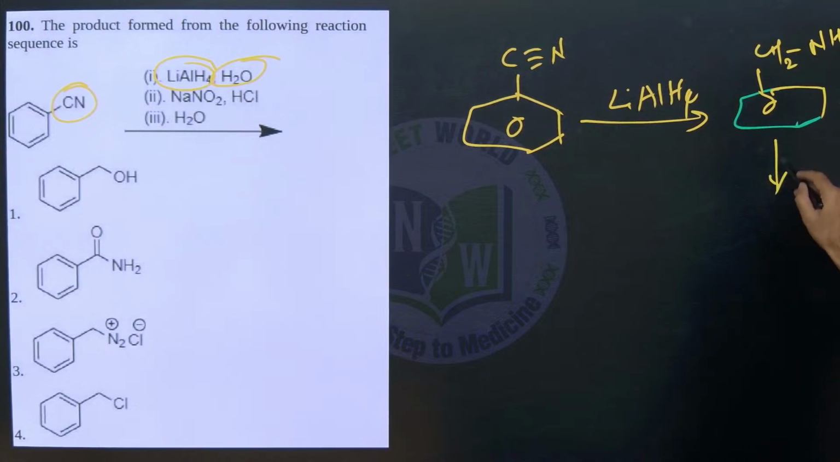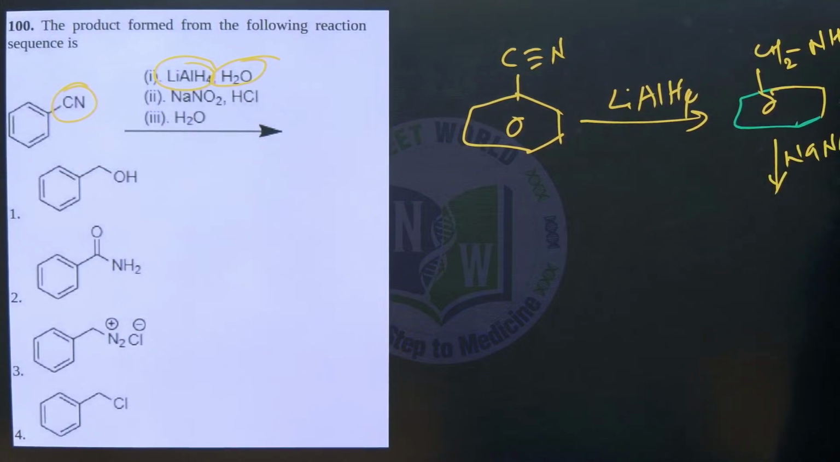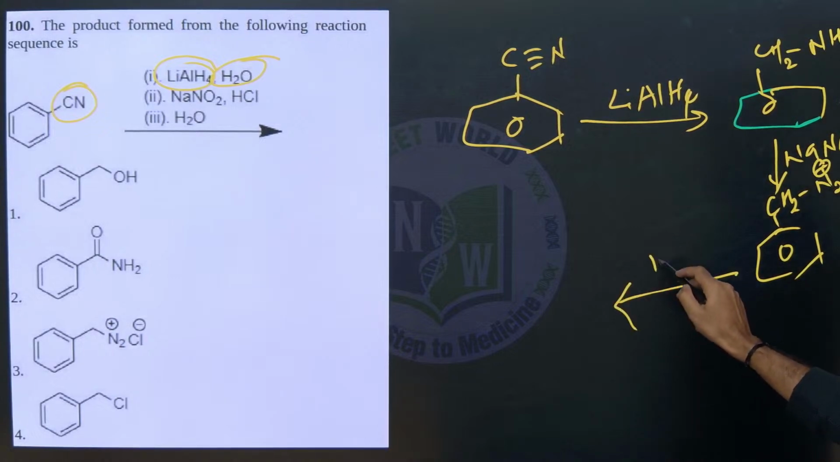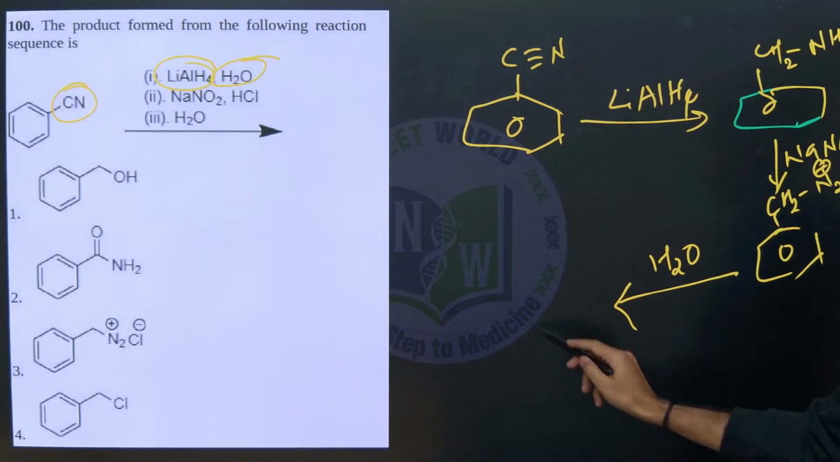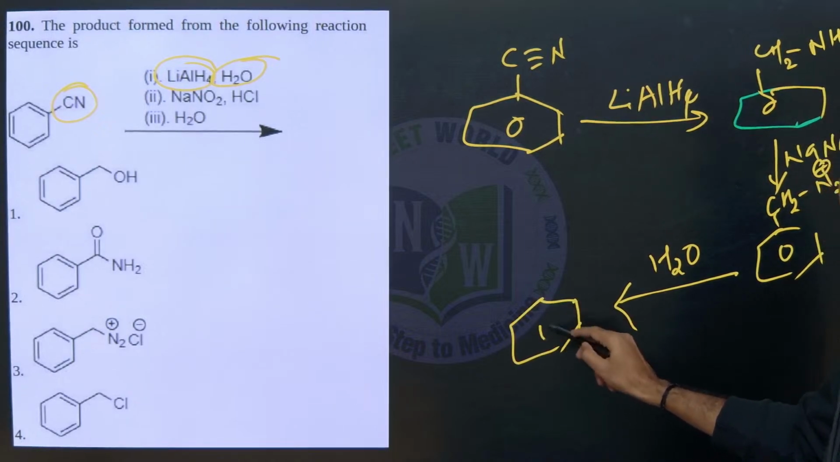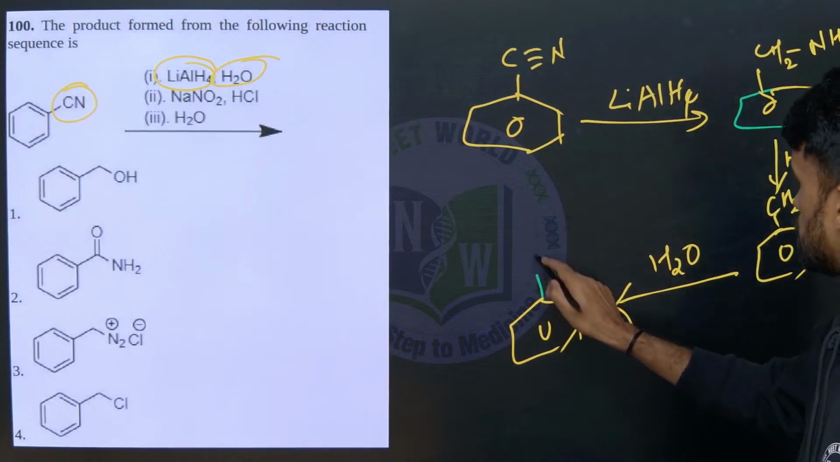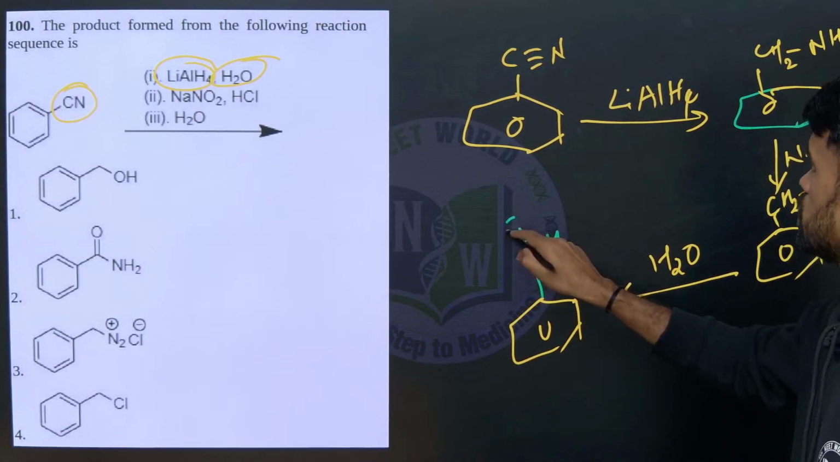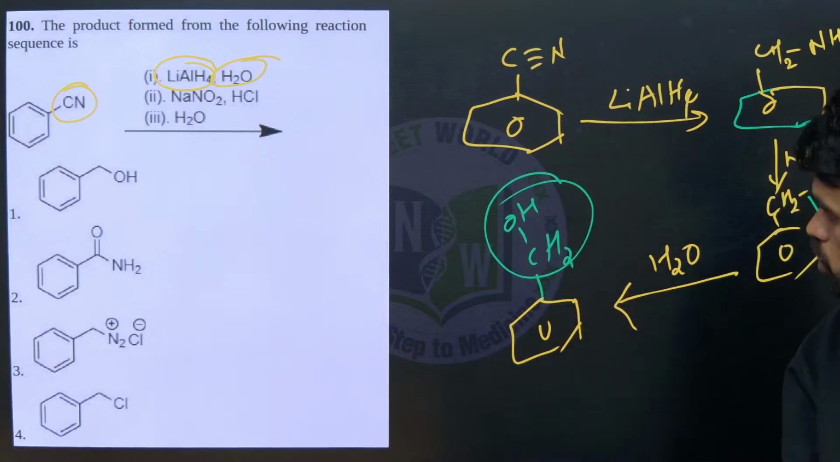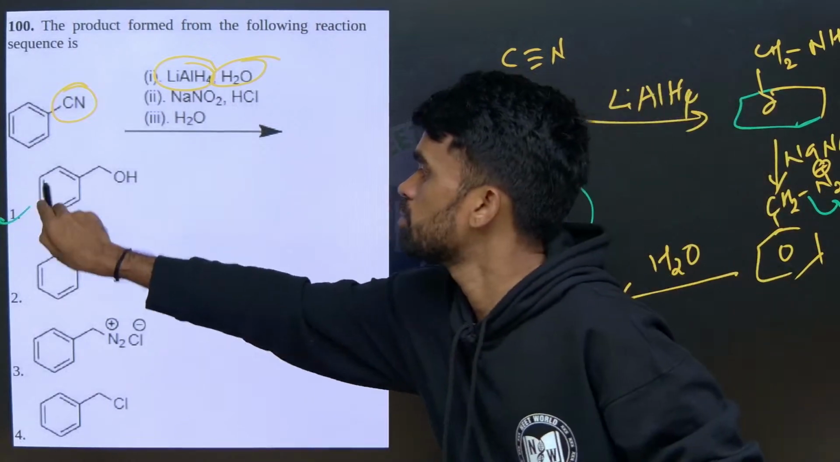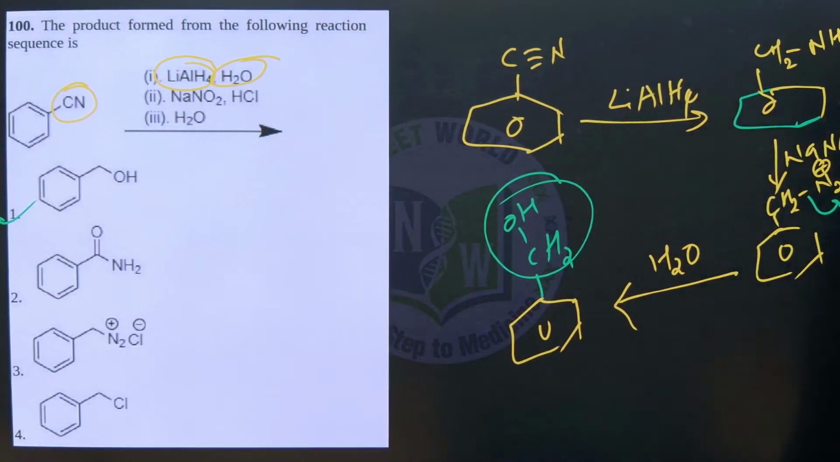Whenever we treat with NaNO2 and HCl, that will give diazonium chloride, CH2N2+Cl-. Upon treating this with water, hydrolysis, N2 gas leaves from here and OH minus is substituted in that place. So CH2OH, benzyl alcohol, will be produced. That is there in option number 1, so that is the answer for this particular question.